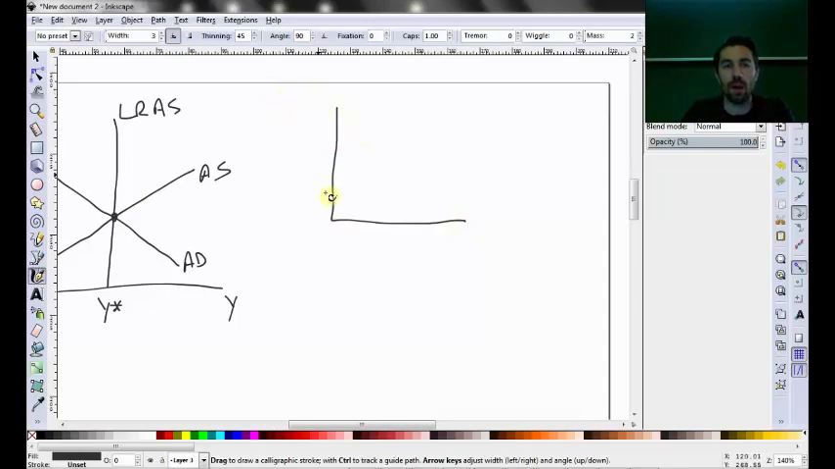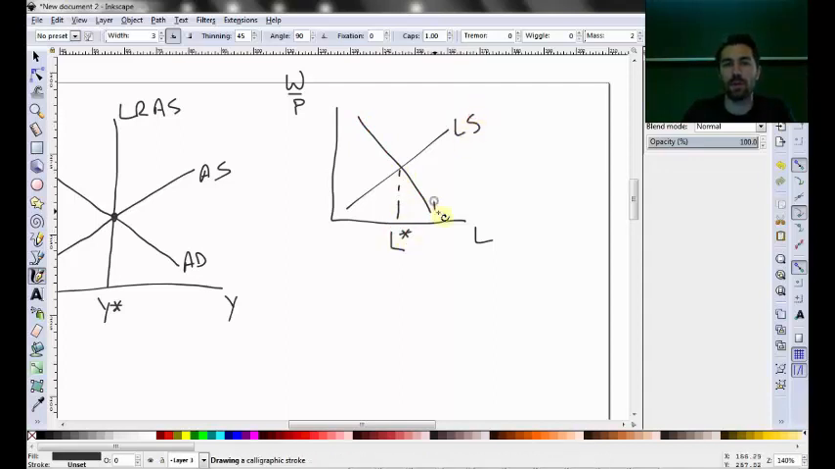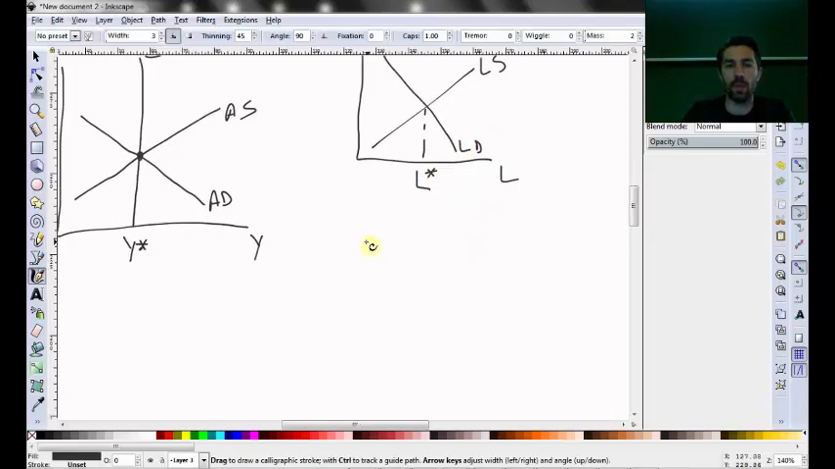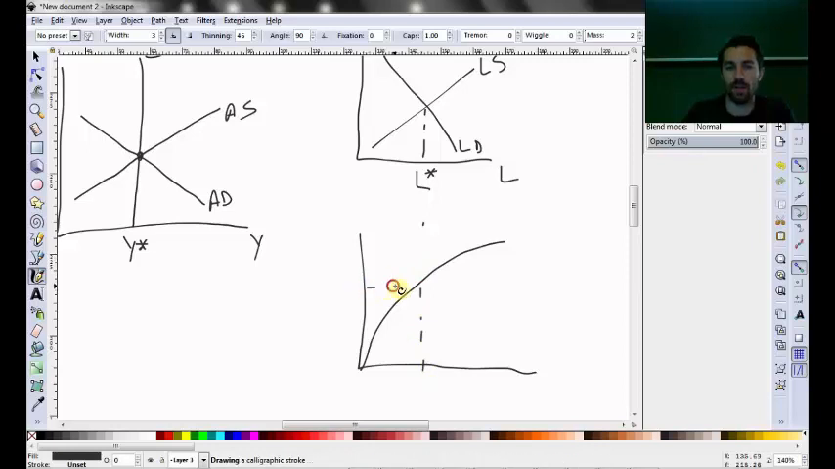So in our labor market, we're plotting real wage. And we've got some full employment level of employment, which we're going to call L star. And we've got our production function giving us some level of output Y star. So Y star here and Y star here are the same values.